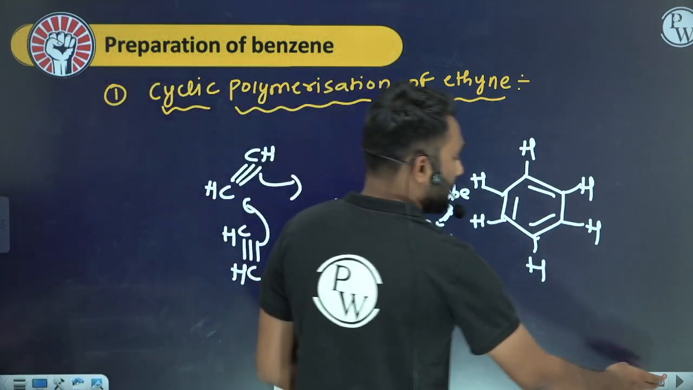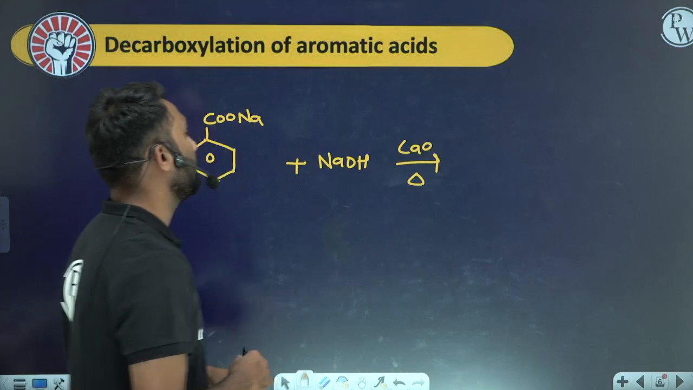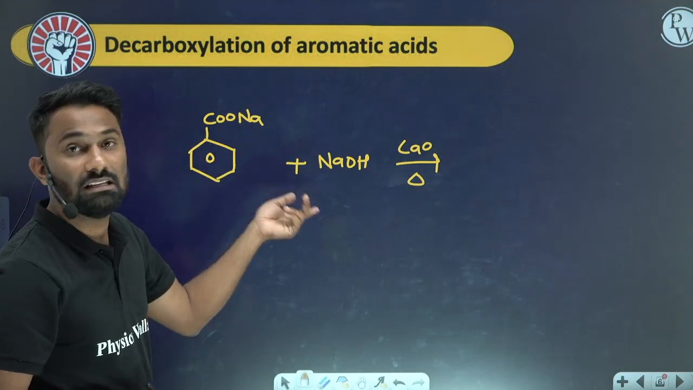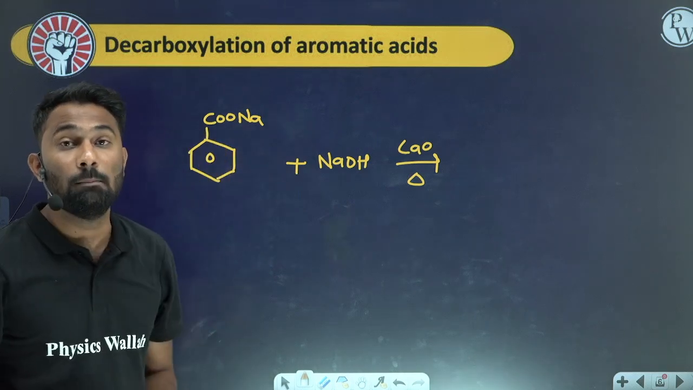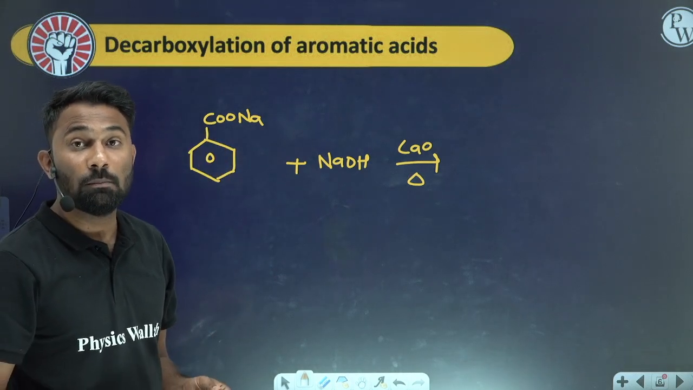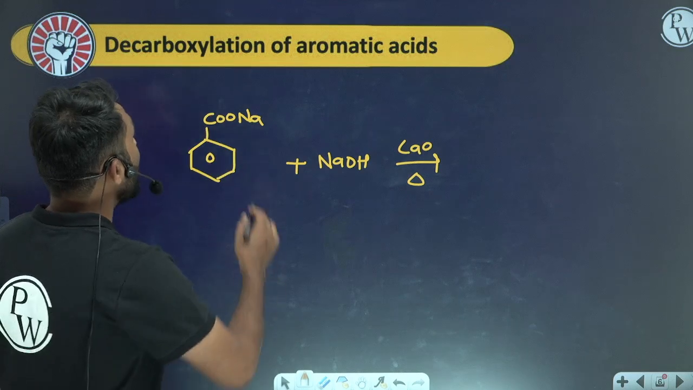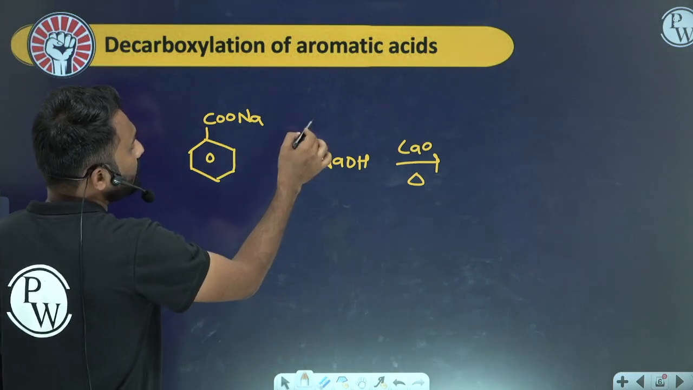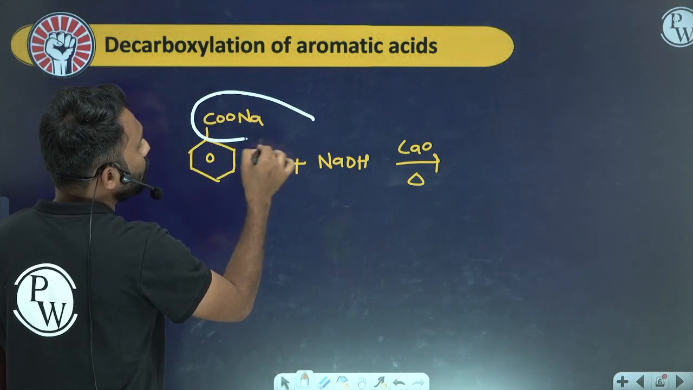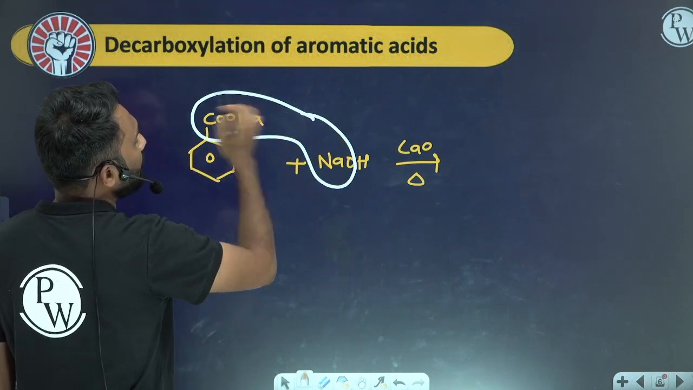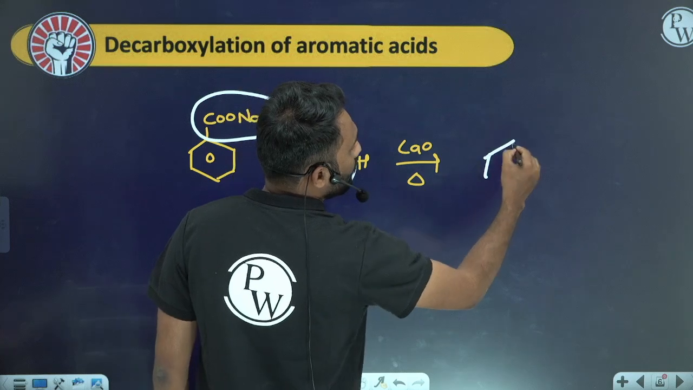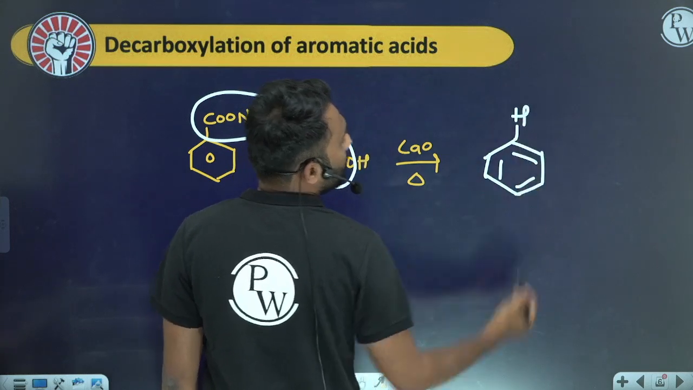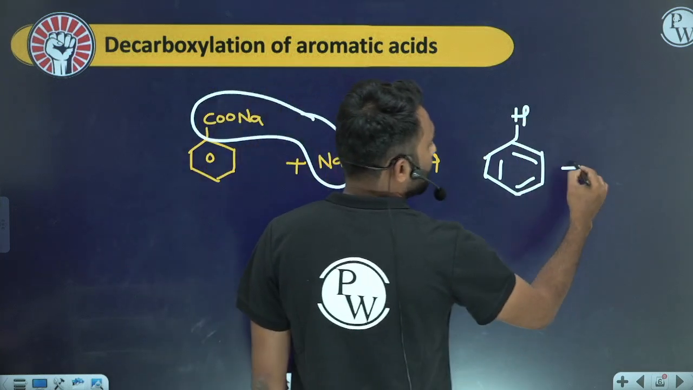Clear? Now the second preparation. Where did we see this reaction? We saw this reaction in the preparation of alkanes, the decarboxylation reaction. In soda lime decarboxylation, the carboxyl group is entirely eliminated and hydrogen is added. From this also we can prepare benzene.